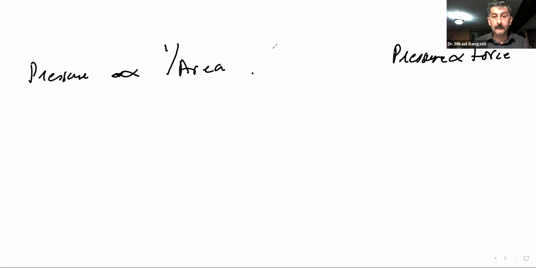Clear? So what would that mean? That if the area increases, the pressure will decrease. Right? And on the other hand, if the area decreases, the pressure will increase. We just want to establish the pure relationship between pressure and area. That's why we say that we keep force constant.